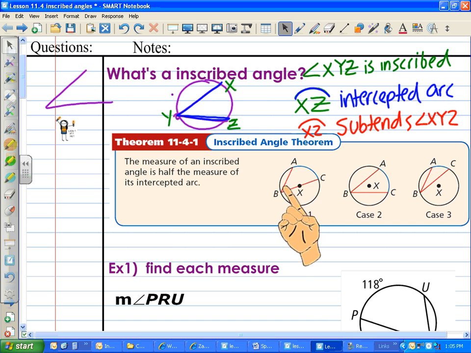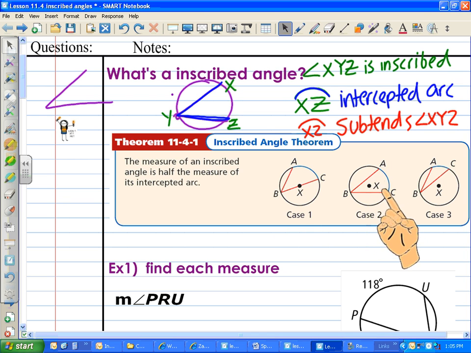If I was to measure this angle right here with a protractor, this little angle is half of what this blue piece is. So for example, if arc AC is 100, then angle ABC is 50. If arc AC is 60, then this is 30. If this is 50, this is 25. If this is 70, this is 35. As long as it's inside of the circle.